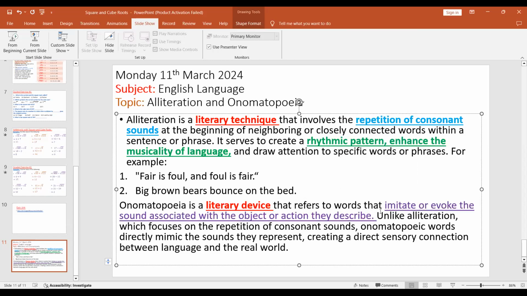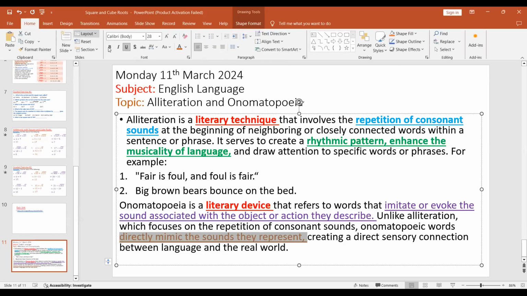Now, the difference is alliteration focuses on repeating sounds, right? But onomatopoeia words directly mimic the sound that they represent, right? So that's the difference. I like that one, Tyrone, boom, right? Or oops, or shh, or buzz. Those are examples of onomatopoeia. So they directly mimic the sound which they represent. I like that definition. These are words that directly mimic the sounds which they represent. All right.